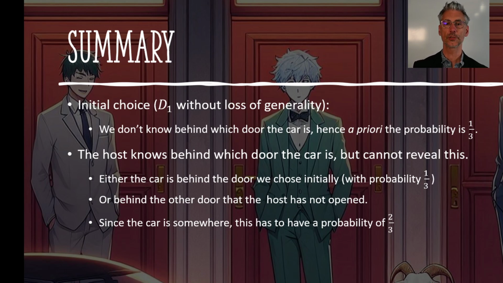So in summary, the initial choice, we say D1, if we don't know behind which door the car is, the a priori probability is 1/3 because the car needs to be somewhere. The host knows where the car is, but he cannot reveal that to us. So either we choose the correct door initially with probability 1/3, or the car is behind the other door that the host has not opened. And since the car has to be somewhere, the total probability of the car being behind any of the three doors is 1, so the remaining probability must be 2/3.